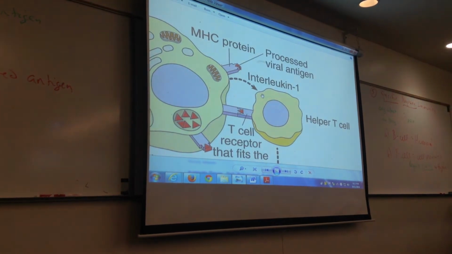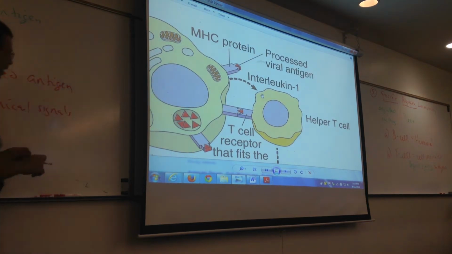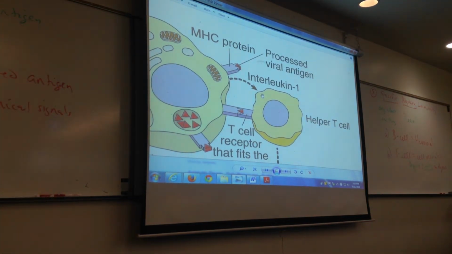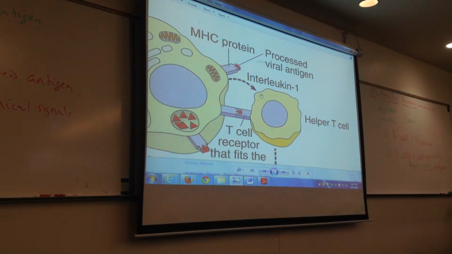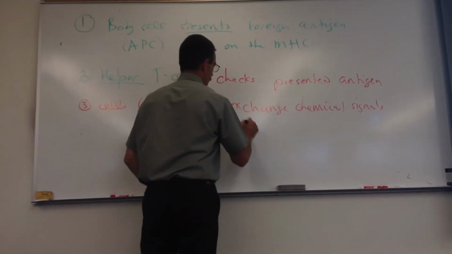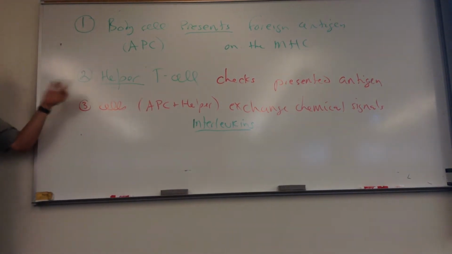All right. Then the cells, the APC and the helper T, exchange chemicals. So we're going to do some signaling back and forth. Can anyone guess the name of the chemicals they exchange? They're both white blood cells. Interleukin, between the whites. So they're going to speak with interleukins. If you ever read an article about interleukin blah, blah, blah, they simply mean the chemicals that the two cells are using to talk to each other. Right? I have to talk to you, you have to talk to me.